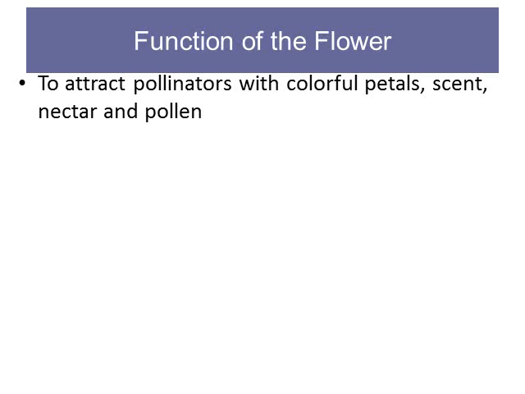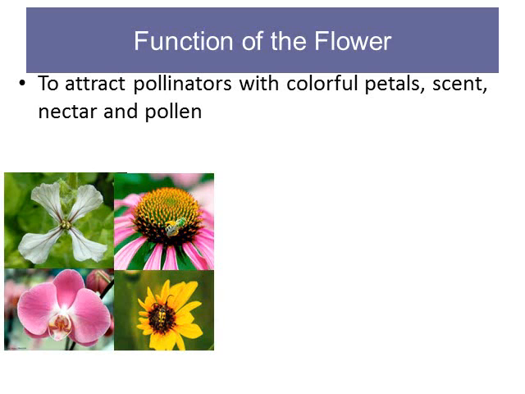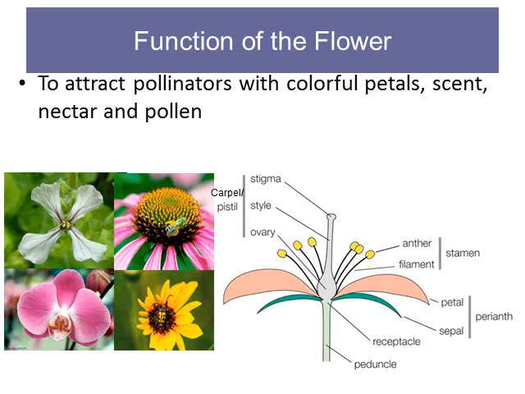Now, the function of the flower is to attract pollinators with colorful petals and scent and nectar and pollen. So they're very brightly colored. Certain flowers attract different pollinators depending on their color and their shape and their size. But this is the basic anatomy of a flower, and the next slide has a little bit more information about it.